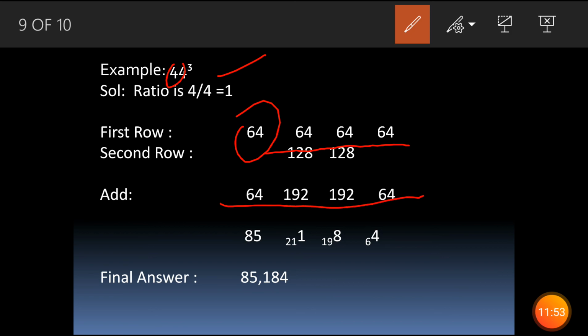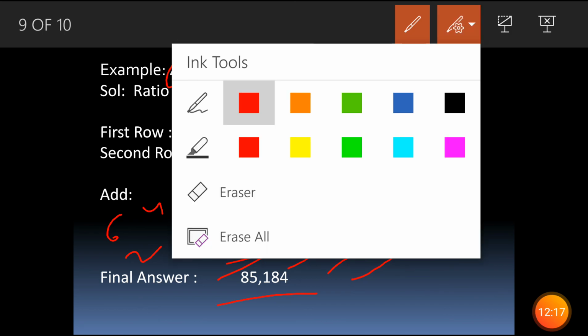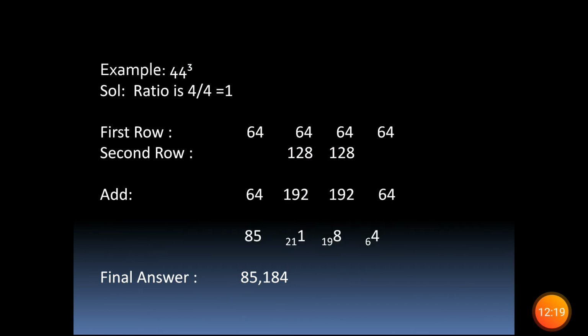Now write the final answer the same way. 4 as it is, 6 will be carry, added here. 198, 8 as it is, 19 will be added. 211, 1 will be here, 21 will be carry. 64 plus 21, that will give you 85. So your answer is 85,184. So if you learn this method, it will be very easy for you to quickly get your cubes.